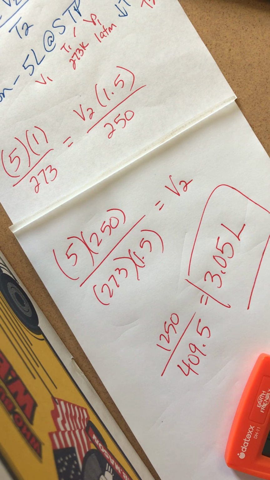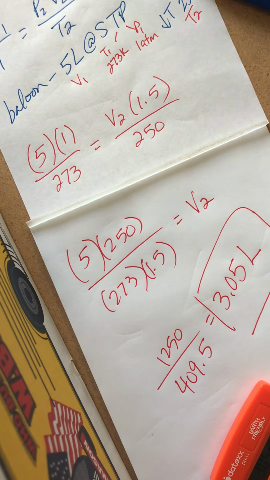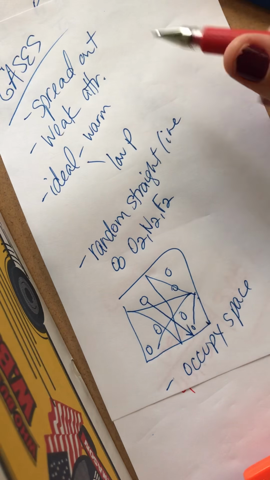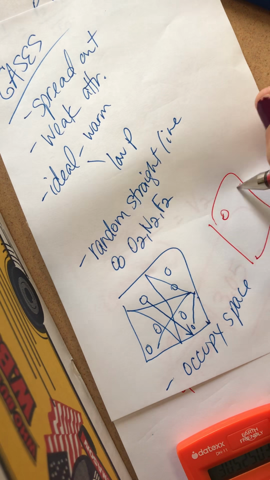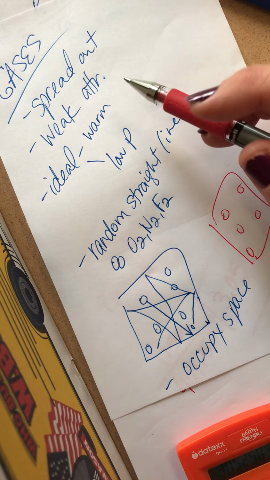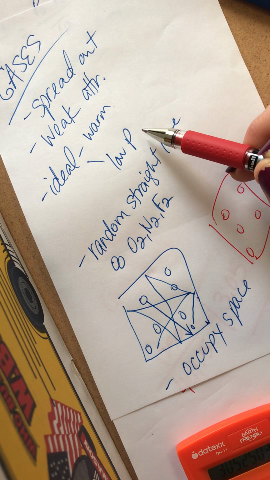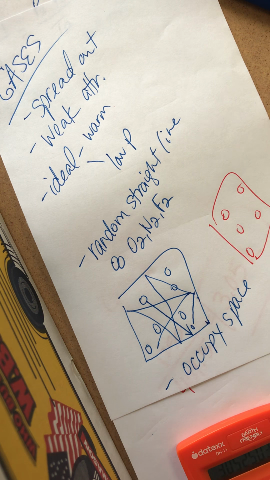And again, if you are given a question and it says that the temperature remains constant, you can just cross it off on both sides. You don't have to do it if it is there. So again, big things about gases, you just want to remember they always want to spread out. If you do a particle diagram, you want to draw them as separated as possible. That's because they have weak attractions between them. Their ideal conditions are high temp and low pressure. They move in random straight line motion, and they always occupy their container.